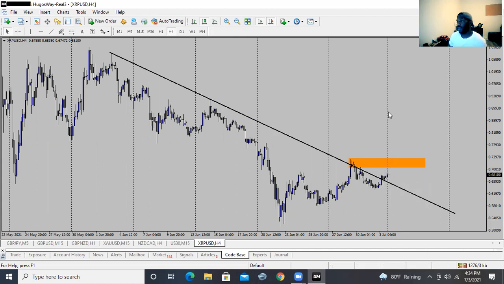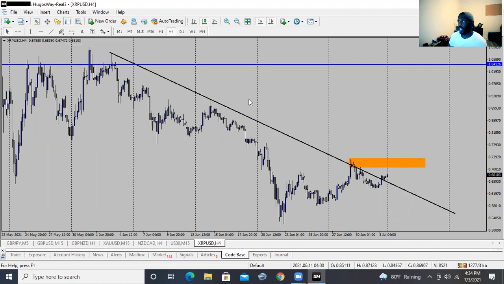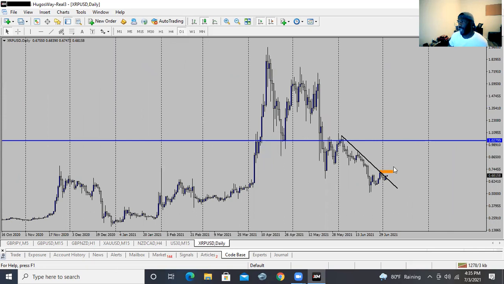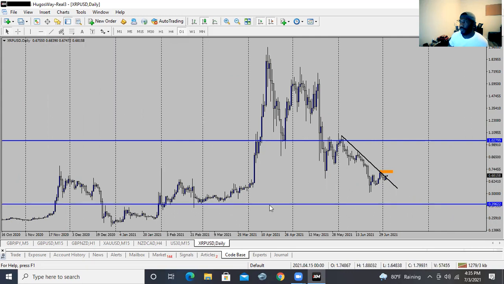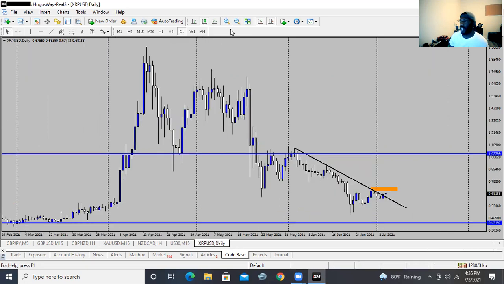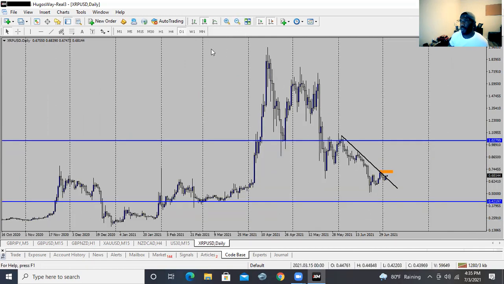I would want to see the market break this high in order to say that we will be continuing into the uptrend. And if we do, then I would say targets are here around $1.02. That would be my target high on the 4-hour time frame. As you can see, we have a low here at around 42 cents. So if the market fails at this level, then I could see us getting back to 42 cents.